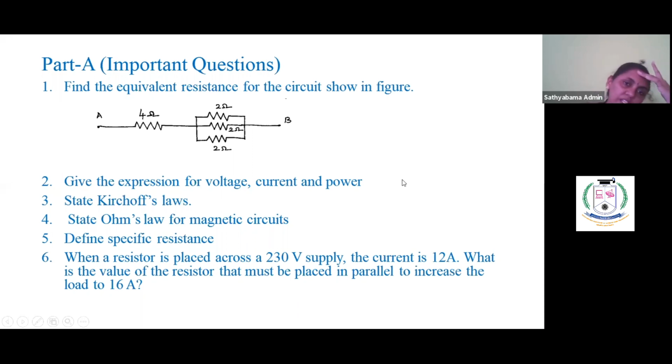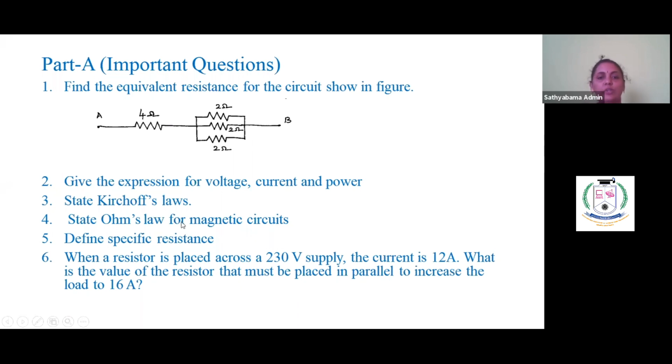Next, give the expression for voltage, current and power. You know what voltage is? Voltage is the potential to do work. Its unit is volts. Current is the flow of electrons. Unit is ampere. Power is the product of voltage and current. Unit is watts. Write it with the expression. The expression has been shared previously.